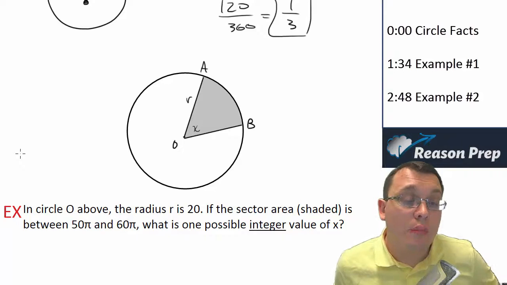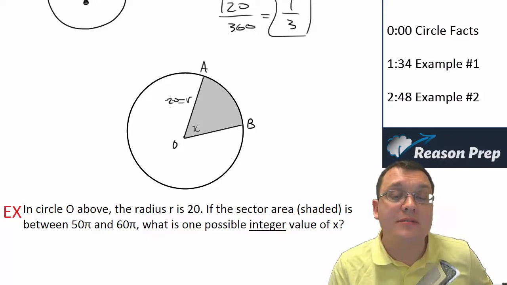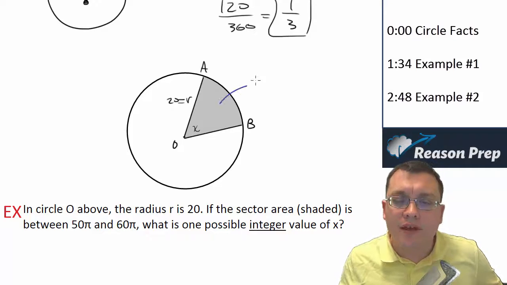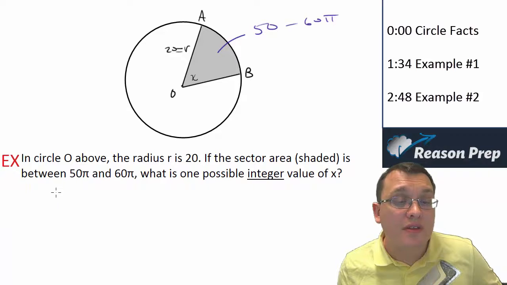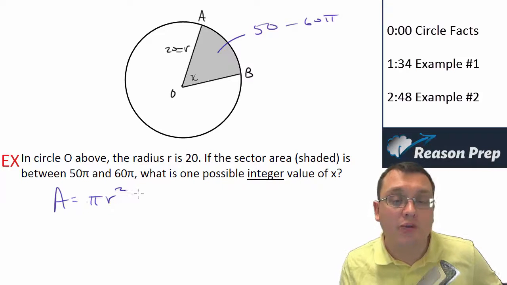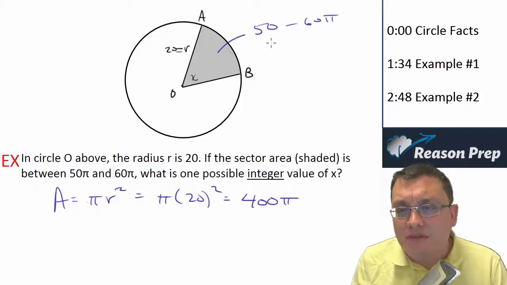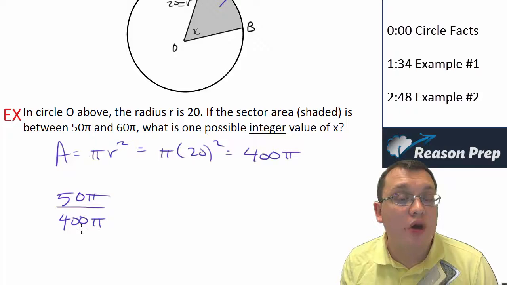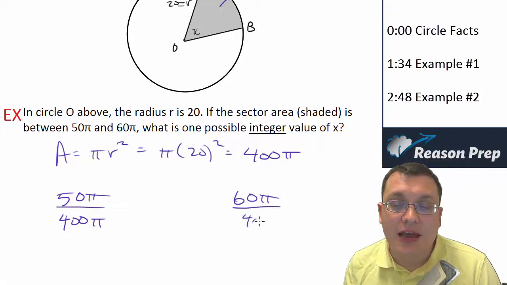Let's try this one. In circle O above, the radius r is 20. If the sector area is between 50 pi and 60 pi, what is one possible integer value of x? Very interesting. So we know the area of this thing is between 50 and 60 pi. We know the radius of this is r. So the first thing we can figure out, let's find the total area of the circle, which is pi r squared, which is pi times 20 squared, which is 400 pi. So here's the thing. If this is 50 to 60 pi, then we know that on the low end, this sector is 50 pi over 400 pi of the circle, right? It's that fraction of the circle. And on the upper end, it's 60 pi out of 400 pi.